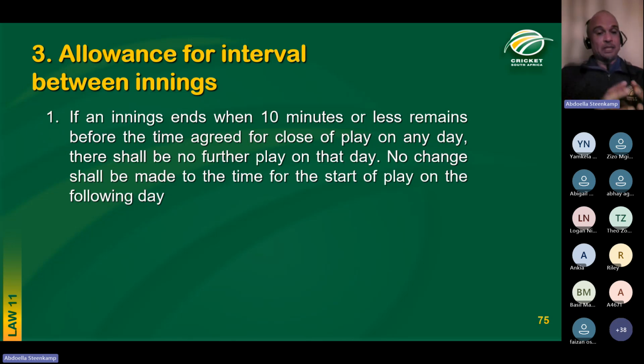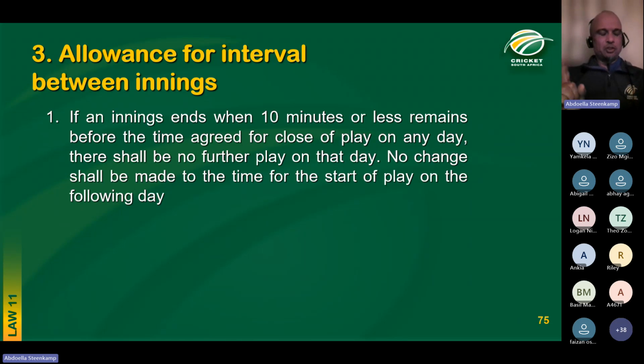So the first flexibility they brought in is they tell us that if an innings ends 10 minutes or less before the close of play, it will be stumps then, no further play possible. Then they go on by saying, yes, you now ended earlier, but you will not start earlier the next day. I'll use an example to illustrate this. In our Test match, start of play is 10 o'clock, close of play is 5 o'clock.